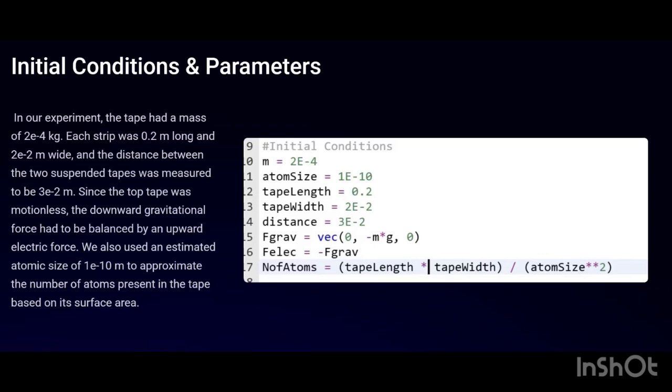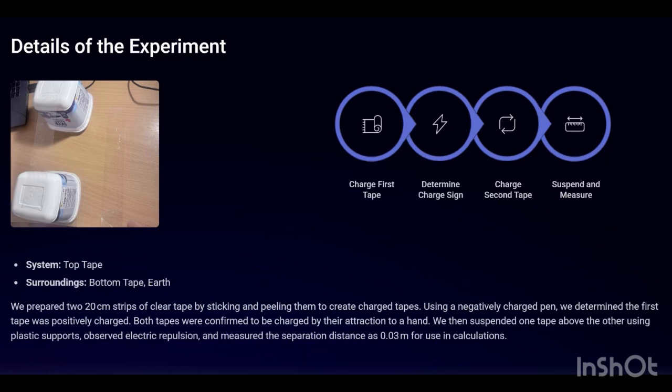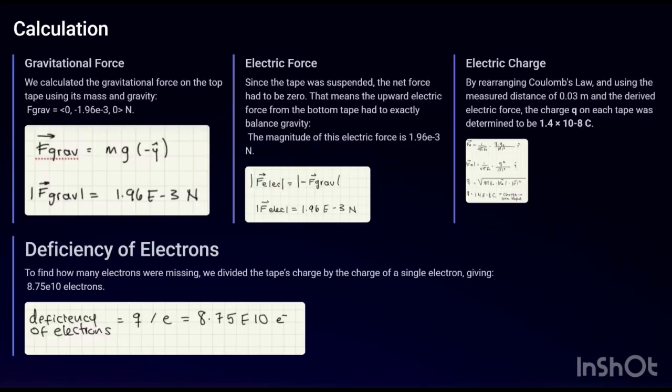Since the top tape was motionless, the downward gravitational force had to be balanced by an upward electric force. We defined our system as the tape on the top and the surroundings as the tape on the bottom and Earth. So for calculations, we first calculated the gravitational force using the mass of the tape on the top and gravity, and this force pulls the tape downwards.